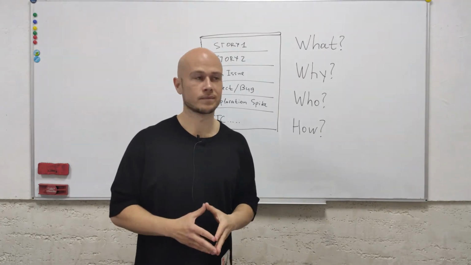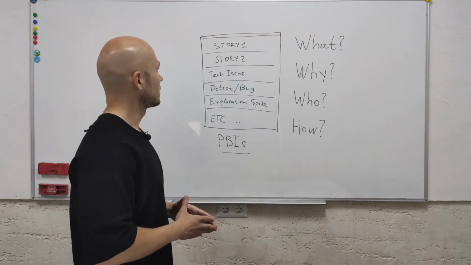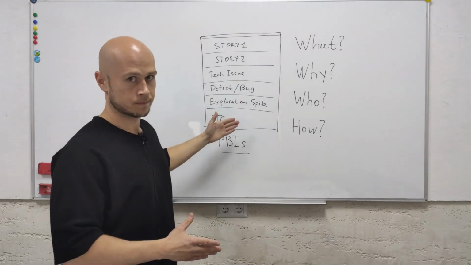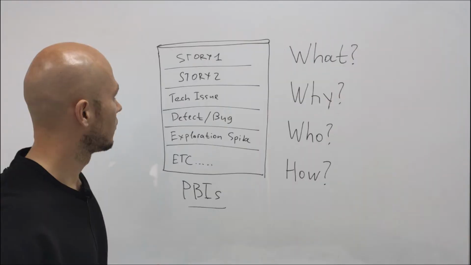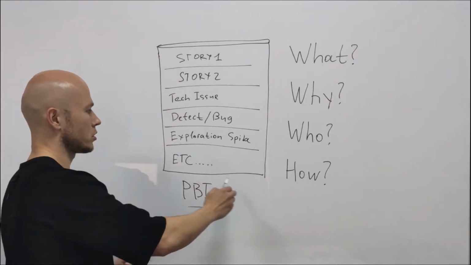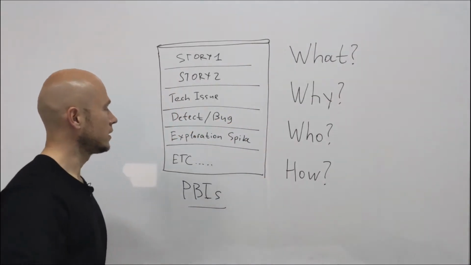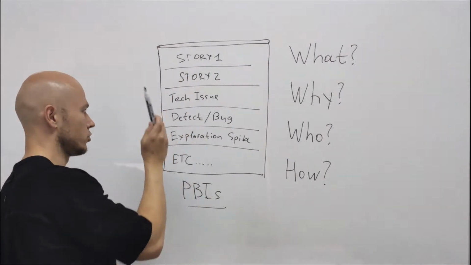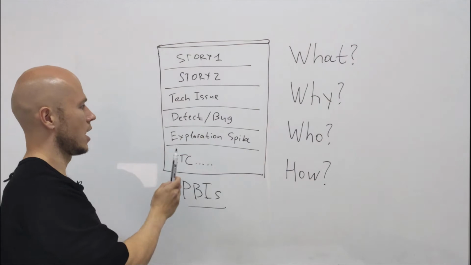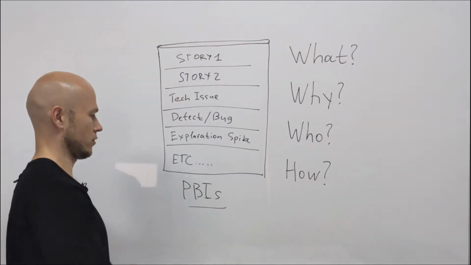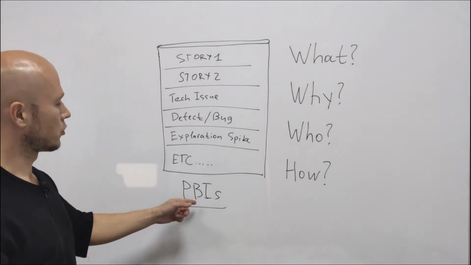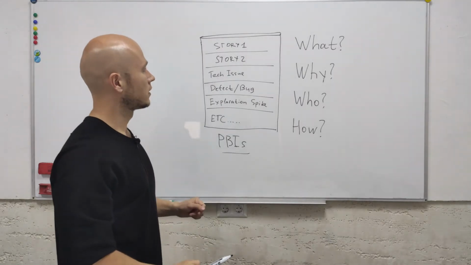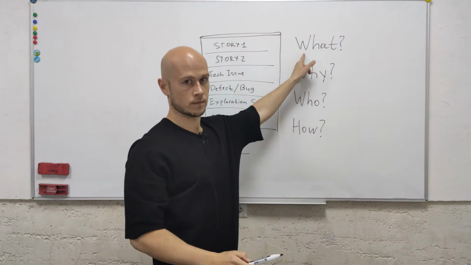So let's start. The first thing that I would like you to review is this picture. As you can see, we have a kind of box or container, and it contains story 1, story 2, technical issue, defect or bug, exploration spike, and so on. We call them product backlog items. And that's good enough to answer the first question.